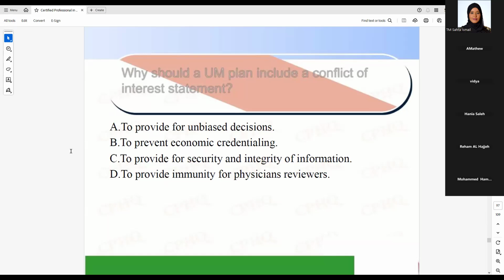Why should a utilization management plan include a conflict of interest statement? We didn't say it in the course, but based on your understanding of utilization management, why should it include a conflict of interest?